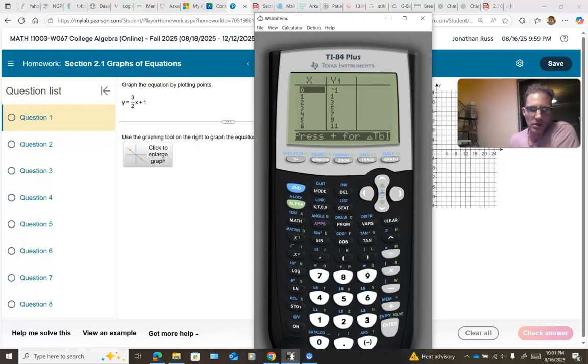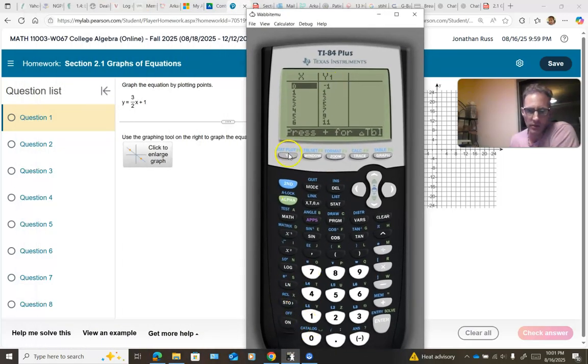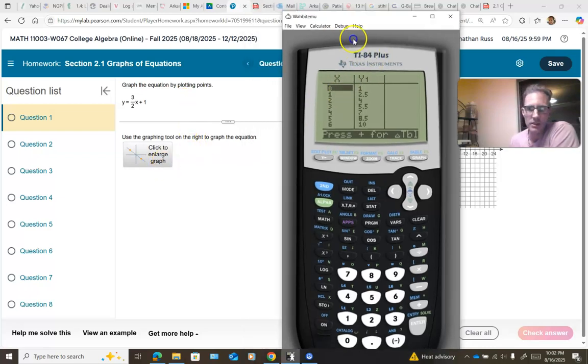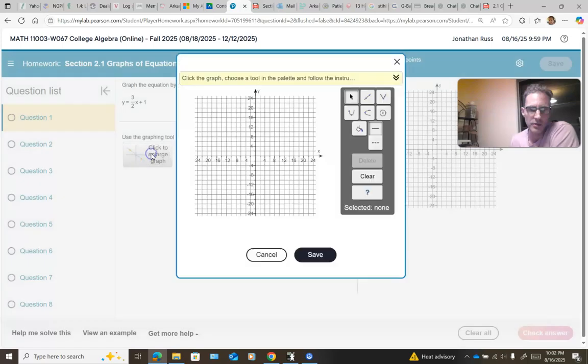So it's already solved for y, so I don't need to do anything there. But I need to type in 3/2 x plus 1. So 3 over 2 x plus 1. I'll go to the table. All right, so now you can see if I had chosen certain values of x, I'd be getting fractions for those values of y.